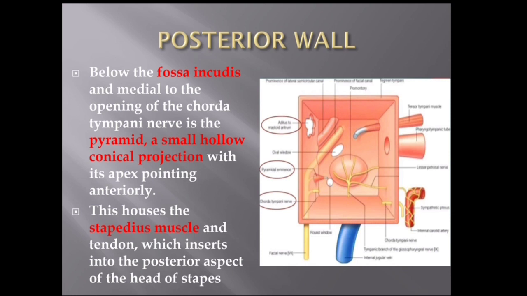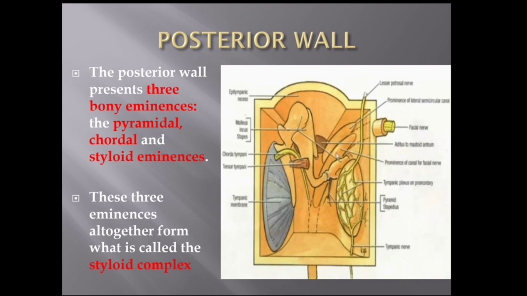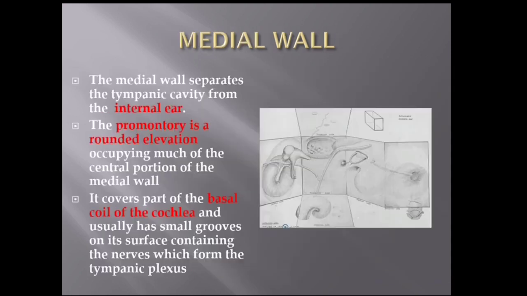Below the fossa incudis and medial to the opening of the chorda tympani nerve, there is this pyramid, a small hollow conical projection with its apex pointing anteriorly. This houses the stapedial muscle and tendon, which insert into the posterior aspect of the head of the stapes. Again this diagram shows this posterior wall. This is a tympanic membrane, this is the lateral wall, this is the medial wall, and this one is the posterior wall. The posterior wall presents three bony eminences: pyramidal, chordal and styloid eminences. These three eminences all together form what is called the styloid complex.